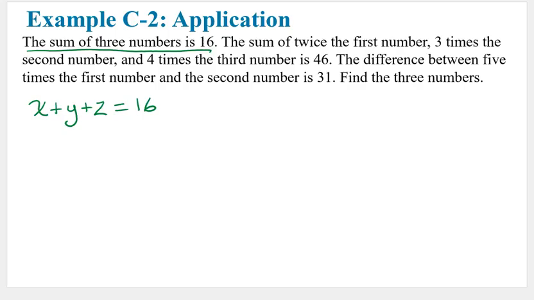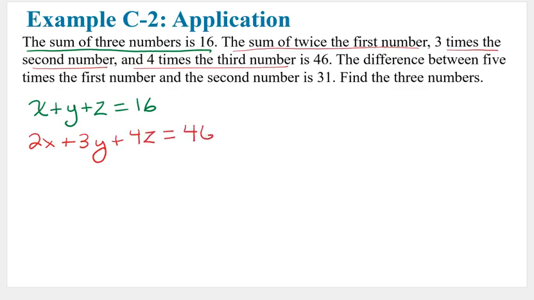Then I'm going to go to the second sentence. The sum of twice the first number, right? So we're going to add up a bunch of things. We're going to add up twice the first number plus 3 times the second number, and add again 4 times the third number, and that is equal to 46. So again, I just took the sentence and translated it into math.